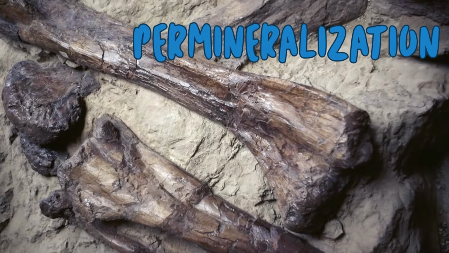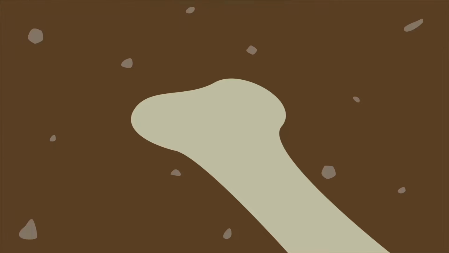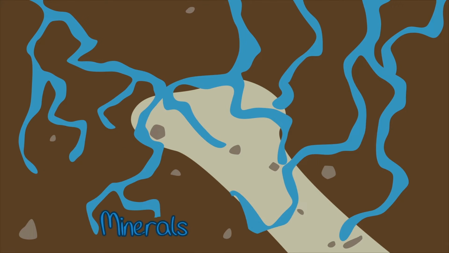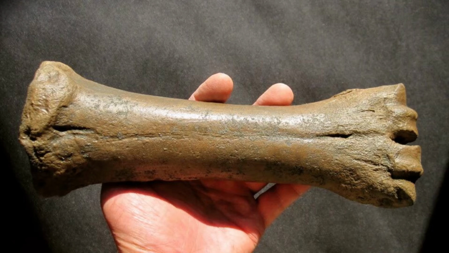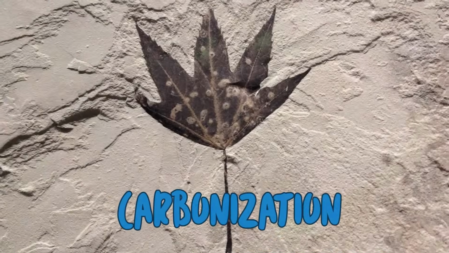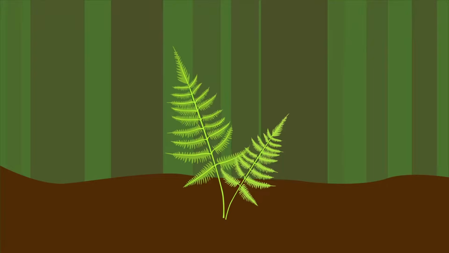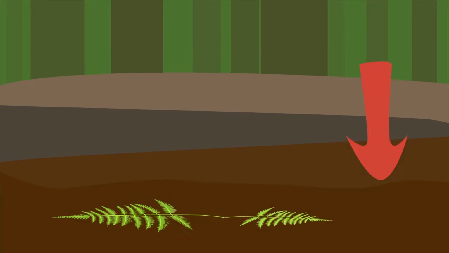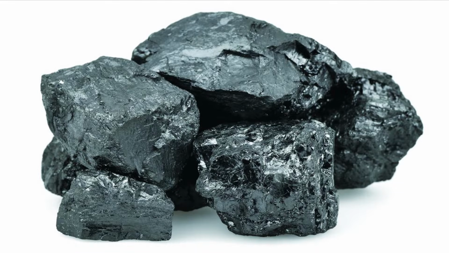The first way is permineralization, where empty space in the pores of the hard part are filled with minerals precipitated from mineral-rich water, which is often seen with bones and petrified wood. The second way is carbonization, where all that is left of the organism is a carbon film. Carbonization is especially common with fossil plants. Thick accumulations of carbonized wood are called coal.